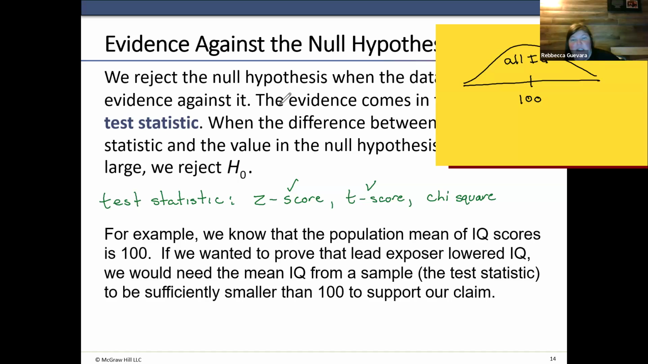So what we mean by that is, let's say we collect a sample, and let's say the sample mean is 98. Well, 98 is pretty close to 100. That might not be strong enough to reject the claim. So in that case, that's not very strong, so that's not strong evidence. Meaning at that point we would fail to reject the null hypothesis. So we would assume that the null hypothesis is true.